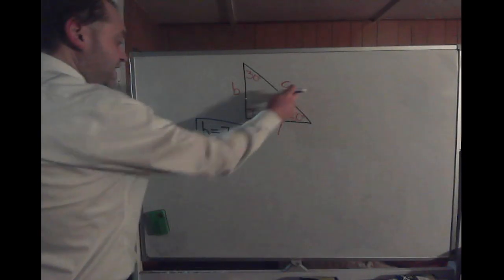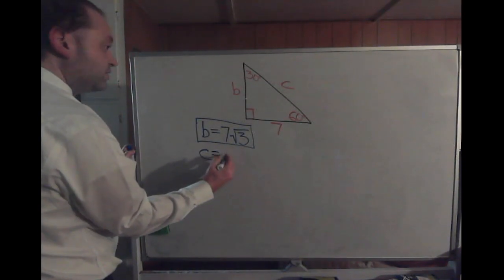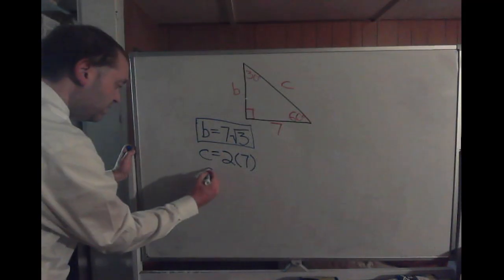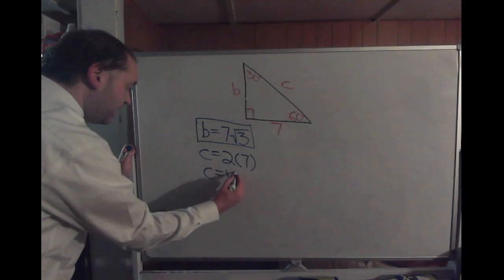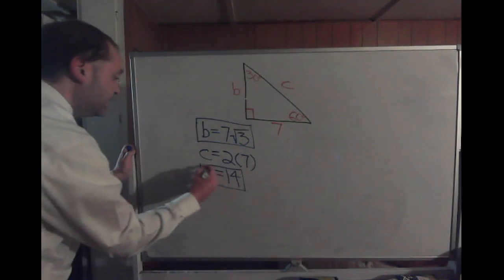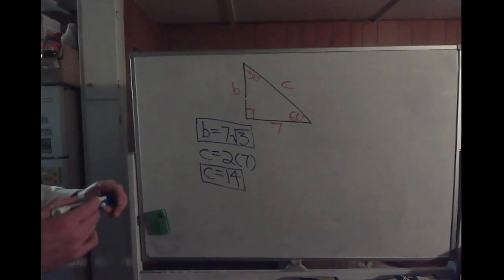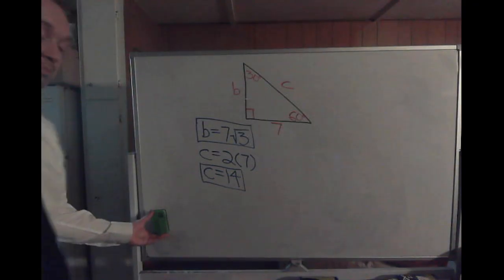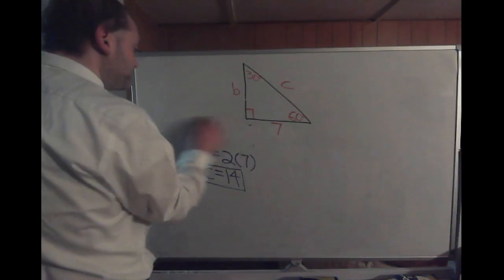So then the length of the hypotenuse, C, is literally equal to 2 times the length of the shorter leg, 2 times 7, which means C, the length of the hypotenuse, would have to be 14. So the length of B is 7 times the square root of 3, C is equal to 14. And I got plenty more examples for this.